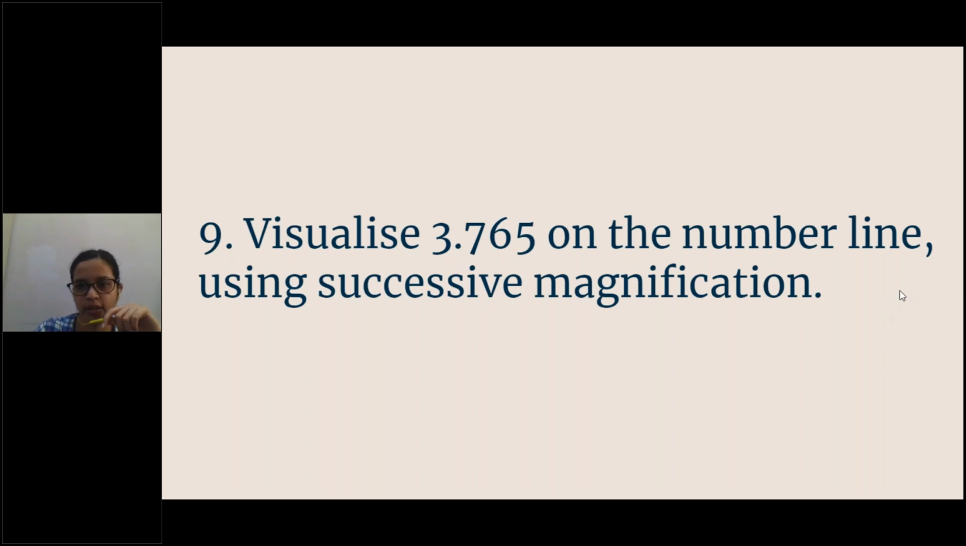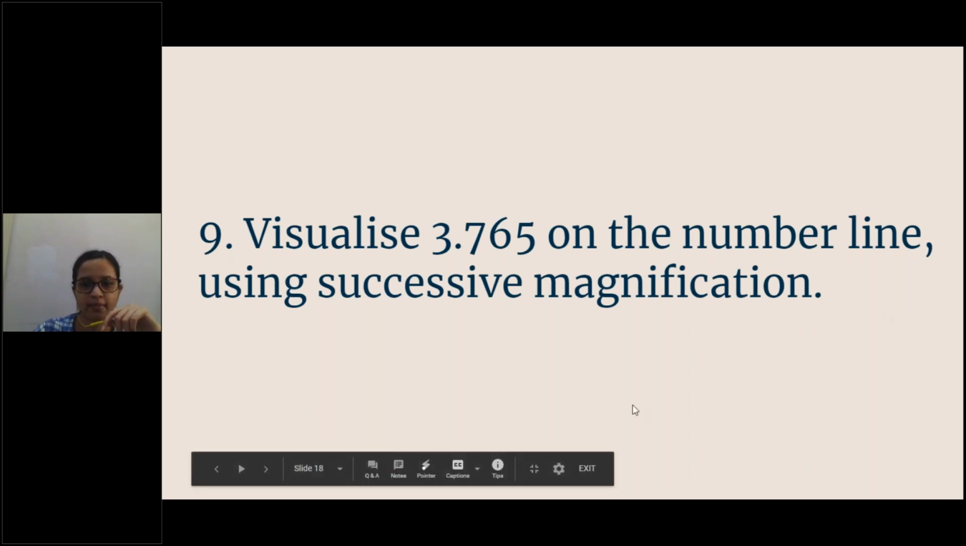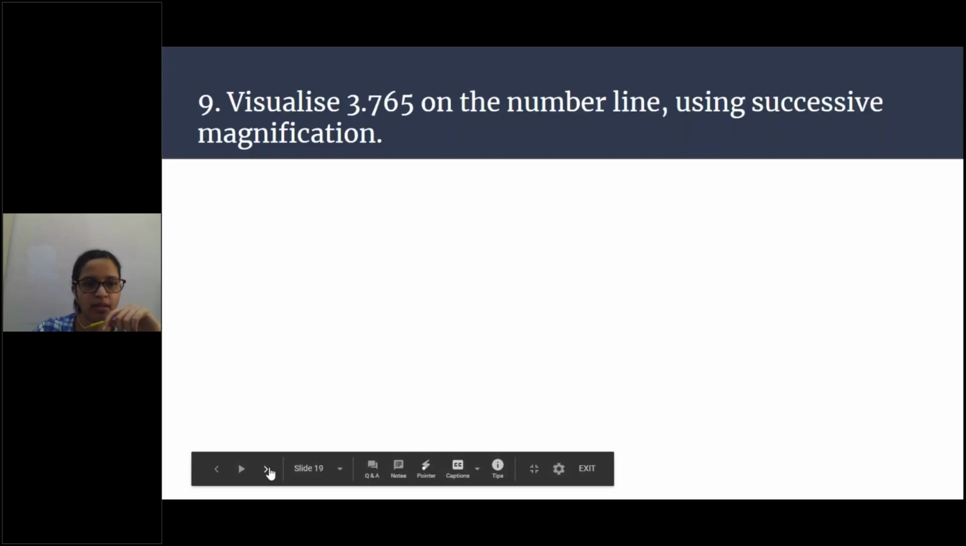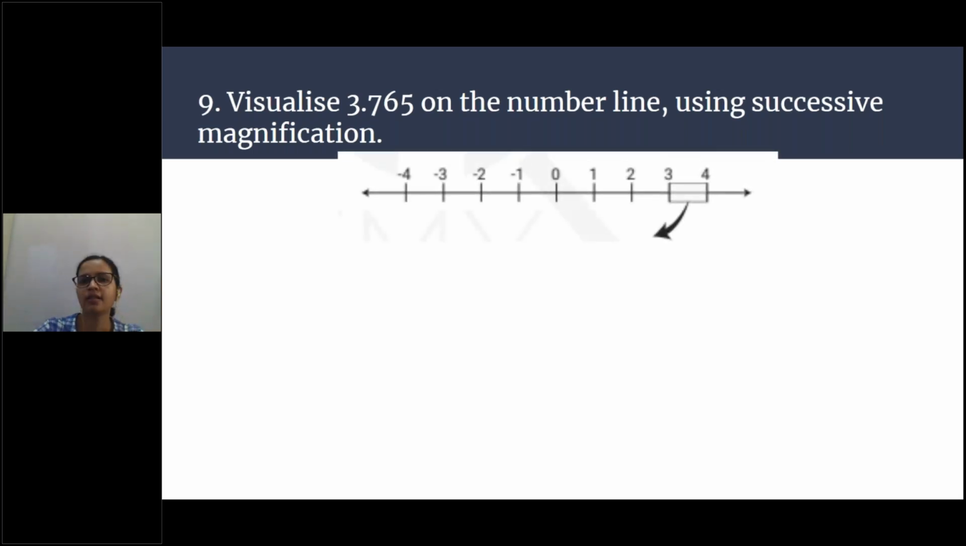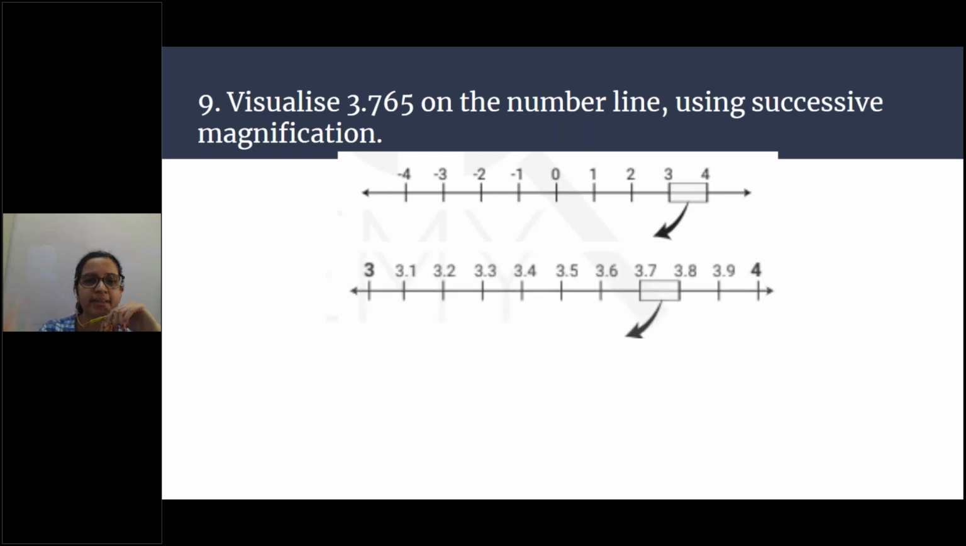So first thing what you do, you make a number line with 0. Yeah, a normal number line. So we know that the number 3.765, just take 3.7. 3.7 will lie between 3 and 4, right? So you draw another line which has equal divisions between 3 and 4. It will be like this.